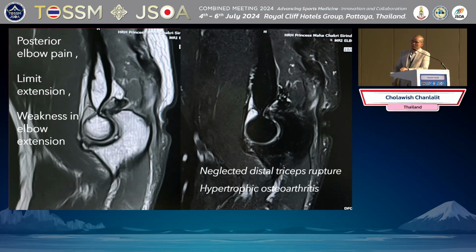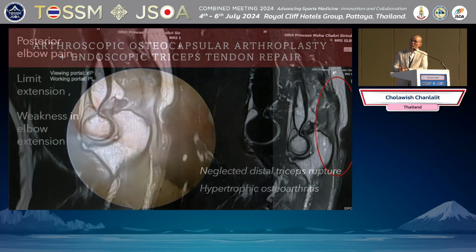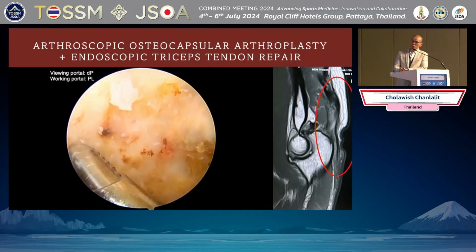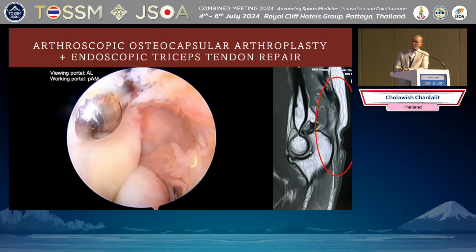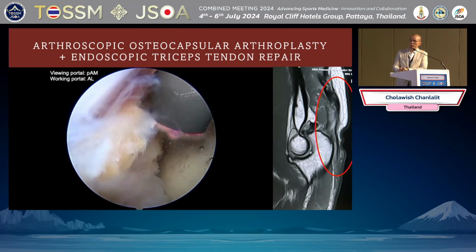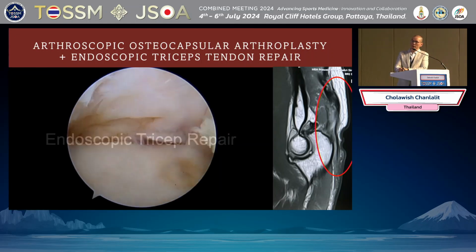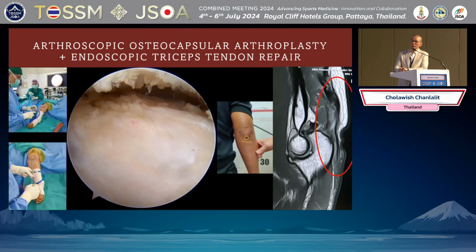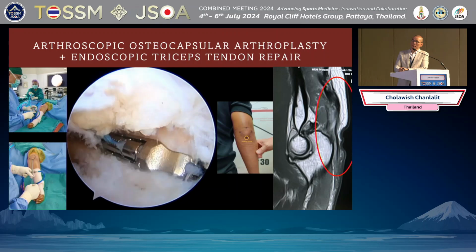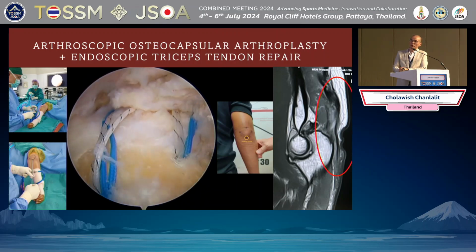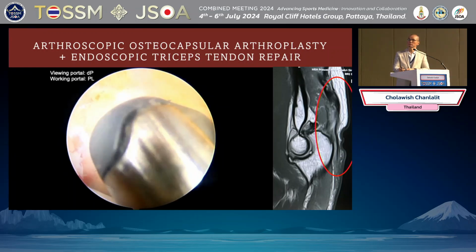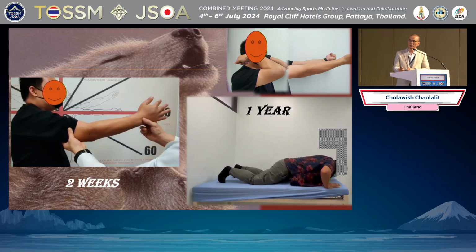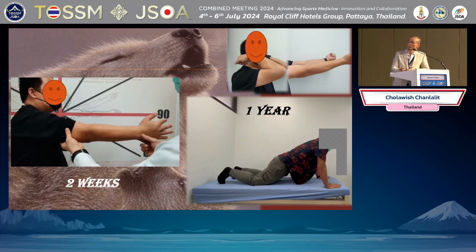So it looks like he got a neglected distal tricep rupture and also has hypertrophic osteoarthritis. We do two steps in there. One, arthroscopic osteocapsular arthroplasty: remove the bone in the back and go in the front for capsulectomy. And then extend fully, and then we do an endoscopic repair of the tricep tendon insertion, such as a double row repair of a rotator cuff. Here is 2 weeks after the operation, and this is one year after the operation.